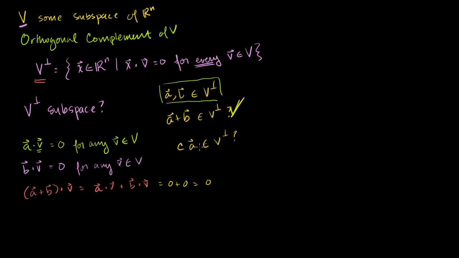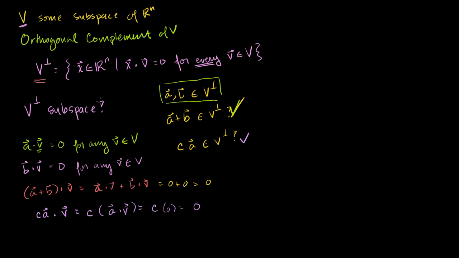Now, is cA a member of V perp? Well, let's just take c. If we take cA and dot it with any member of our original subspace, this is the same thing as c times A dot v. And what is this equal to? By definition, A was a member of our orthogonal complement, so this is going to be equal to 0. So it's going to be c times 0, which is equal to 0. So this is also a member of our orthogonal complement to V. And of course, I could multiply c times 0, and I would get to 0.